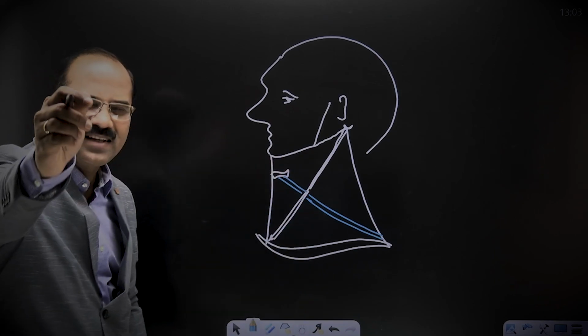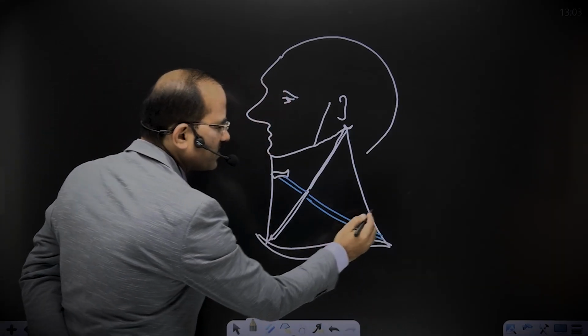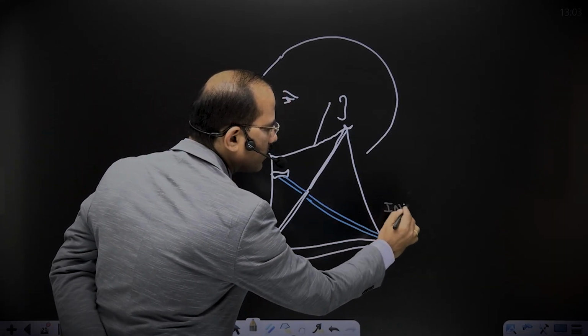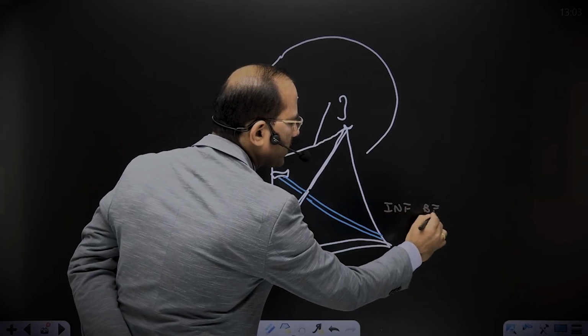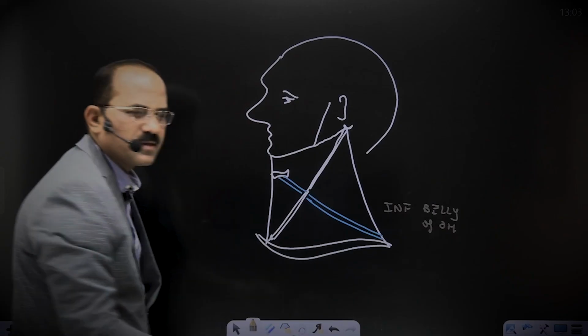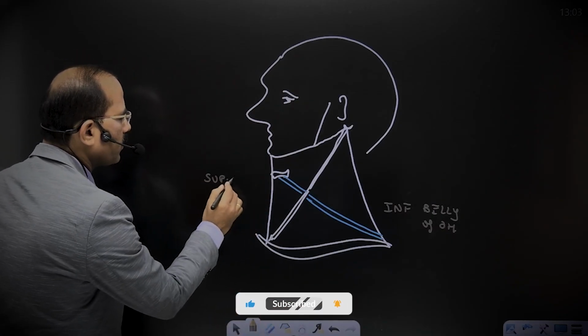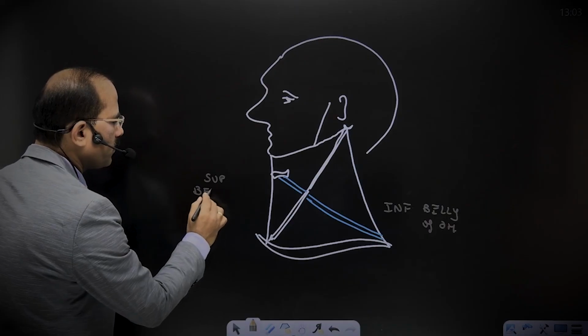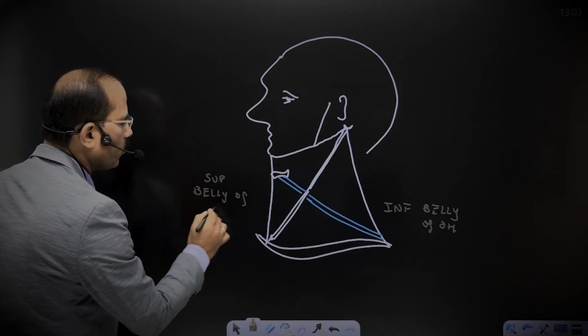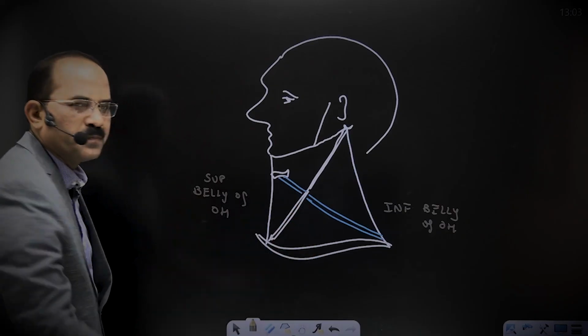Students, let me just write this down for you. The superior and the inferior belly. Look how nice. What is this? This is the inferior belly of omohyoid. I'm not writing this complete. Omohyoid, you can understand this. And this is the superior belly of omohyoid. This one, superior belly, that's the inferior belly.